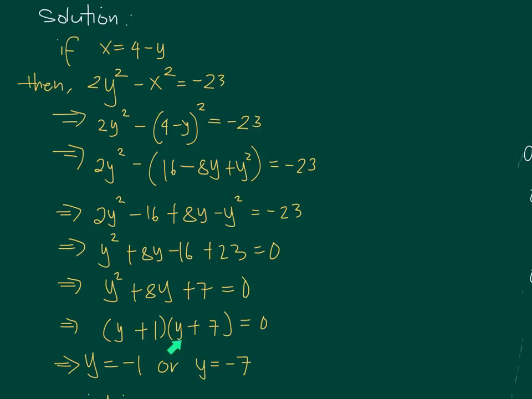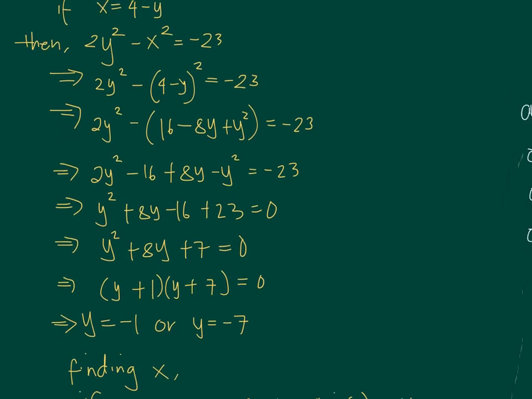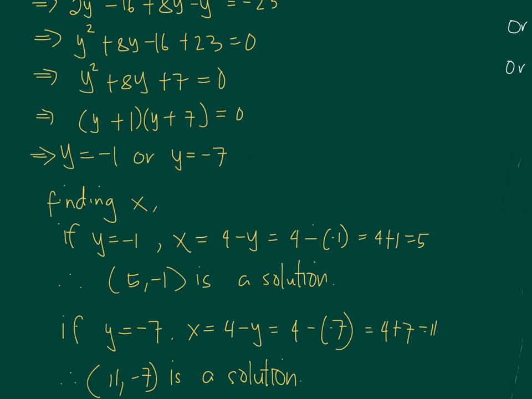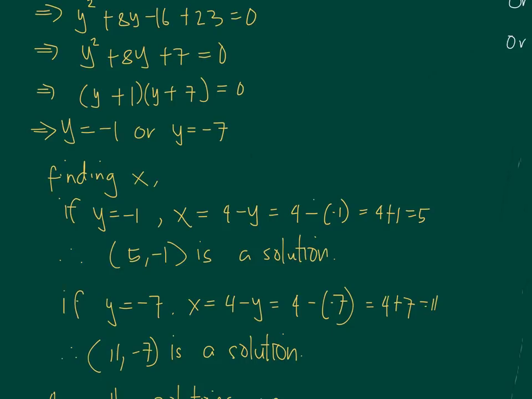Okay? So this is equal to 0, and from here, since y plus 1 and y plus 7 are the factors, that means y is equal to negative 1 or y is equal to negative 7. So we can now conclude, or if we want, we still have to find the value of x. So finding x, you just go back to the equation of x, which is 4 minus y.